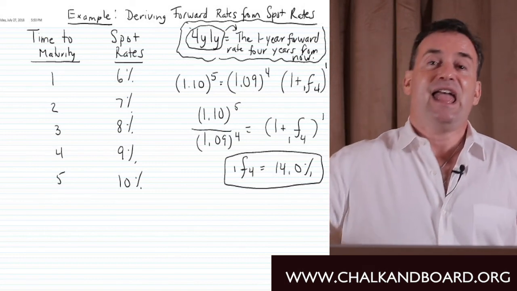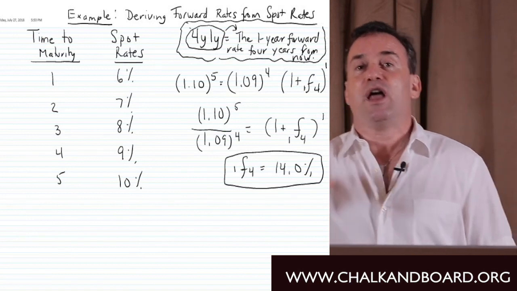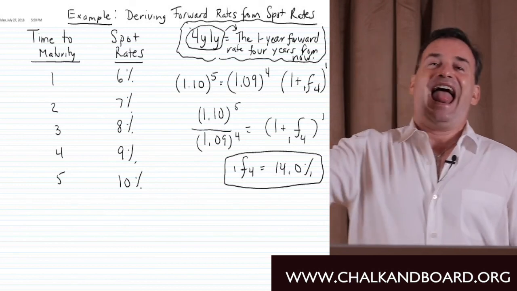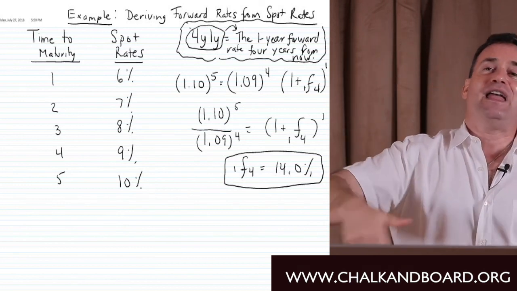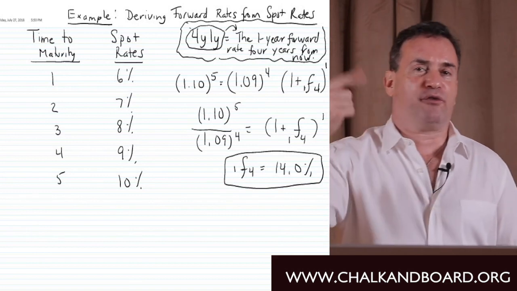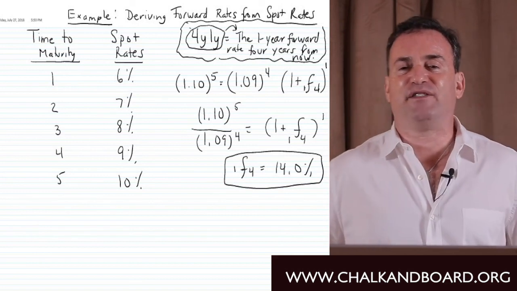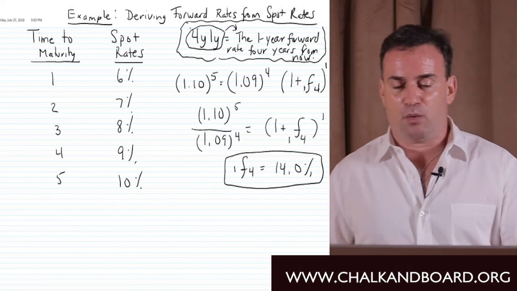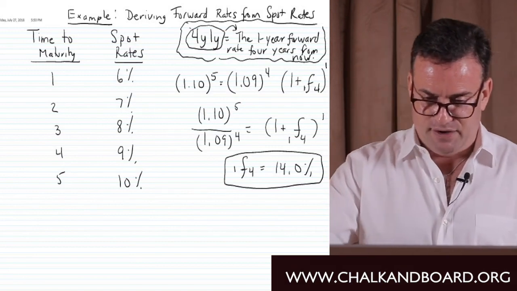On the other hand, investing or buying a 4-year bond today, providing me with 9% per year over each year for 4 years, and then rolling the proceeds that I receive at the end of the 4th year into a 1-year bond offering 14%. The overall rate of return over that 5-year period should be the same. So that 14%, that 1-year forward rate 4 years from now, is a break-even rate.